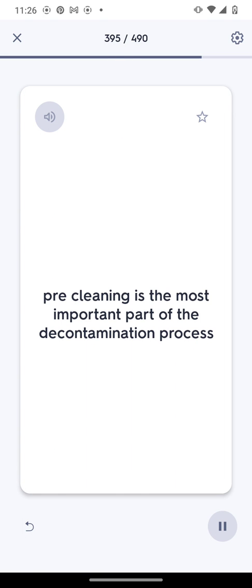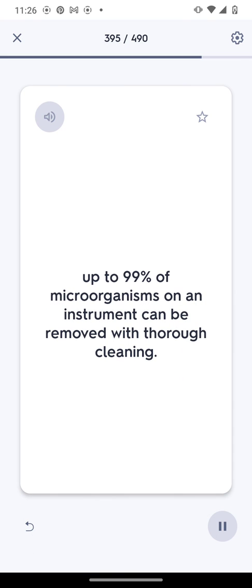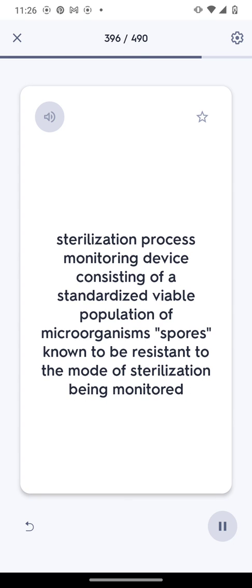Pre-cleaning is the most important part of the decontamination process. Up to 99% of microorganisms on an instrument can be removed with thorough cleaning. Biological indicator: a sterilization process monitoring device consisting of a standardized viable population of microorganism spores known to be resistant to the mode of sterilization being monitored.